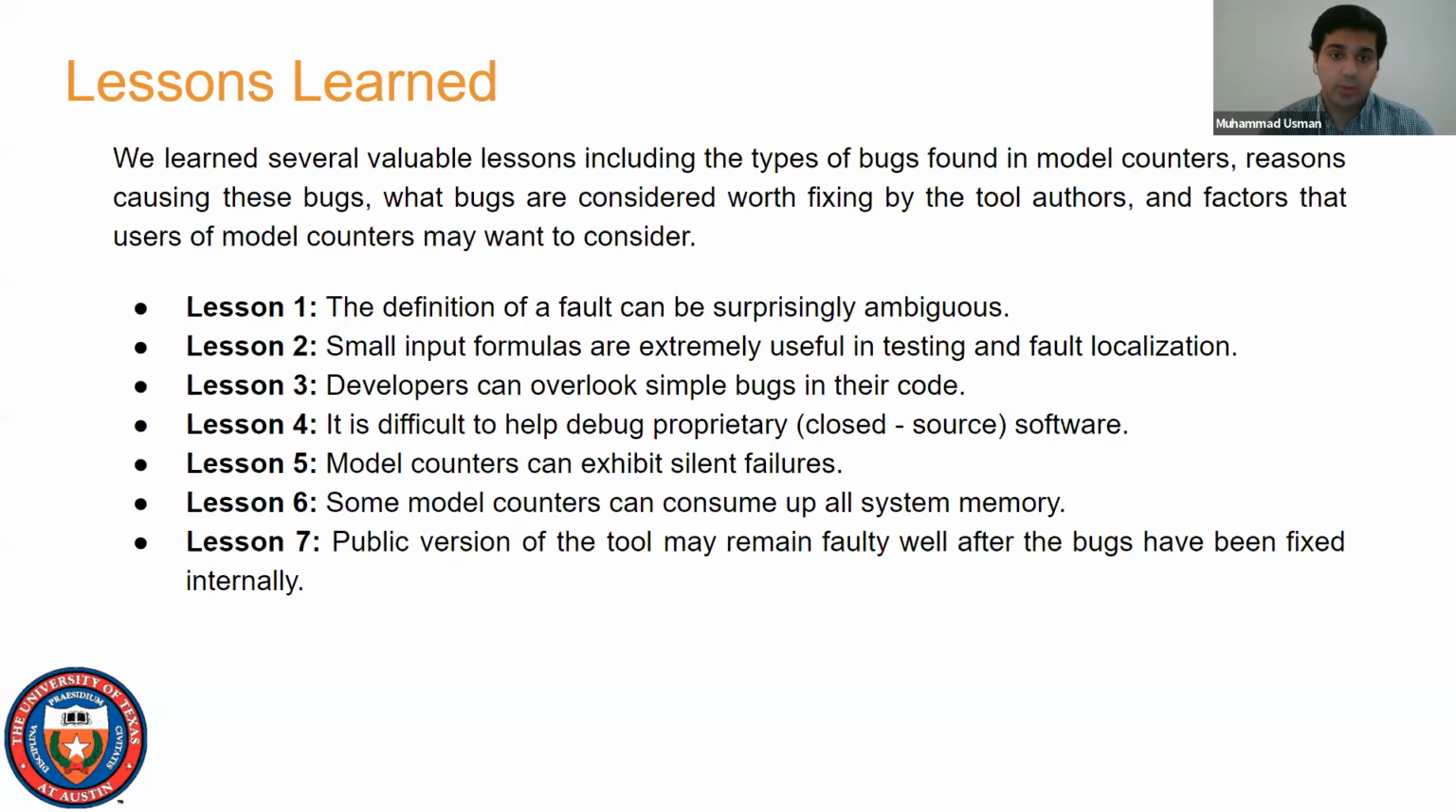Ganak is a complex tool, so developers usually overlook simple things like dealing with assertion errors while they're concentrating on the main algorithm. It is difficult to help debug proprietary closed source software because we don't have the source code. Some model counters can consume all system memory, so we should run them in containers with a maximum memory limit so that they don't crash our operating systems. And some public versions of the tool may remain faulty even after the bugs have been fixed. For example, for projM, even after 6 months, the public version wasn't corrected.